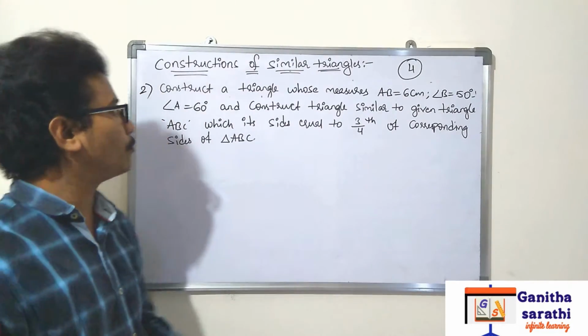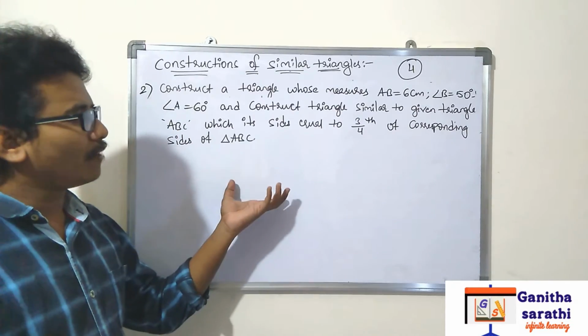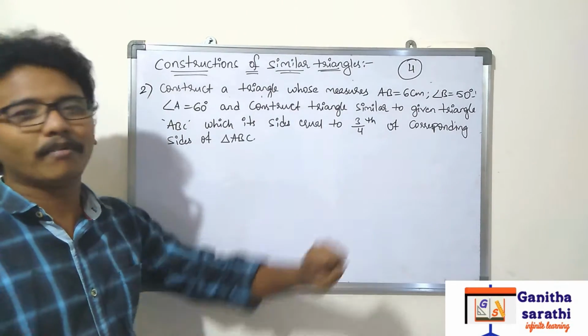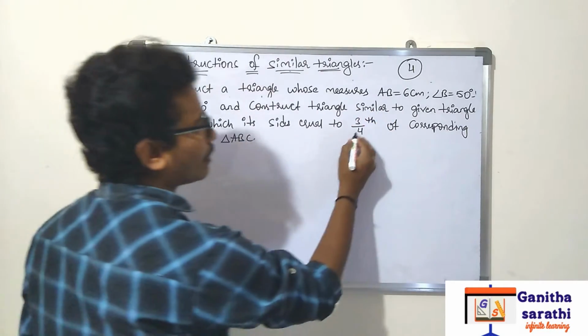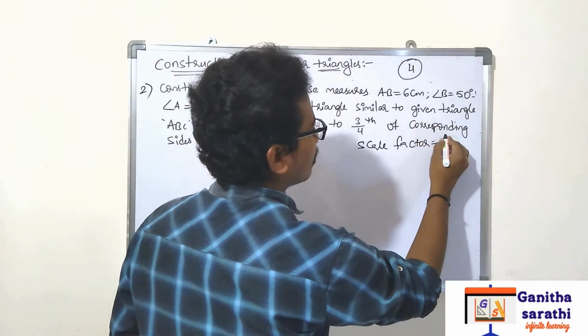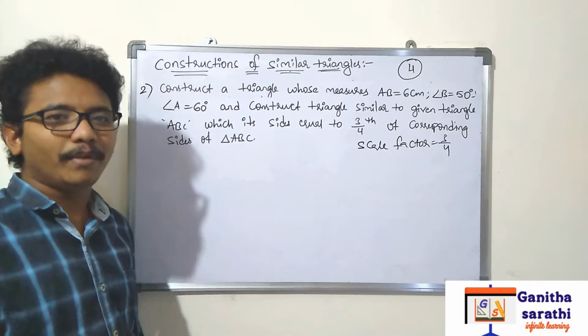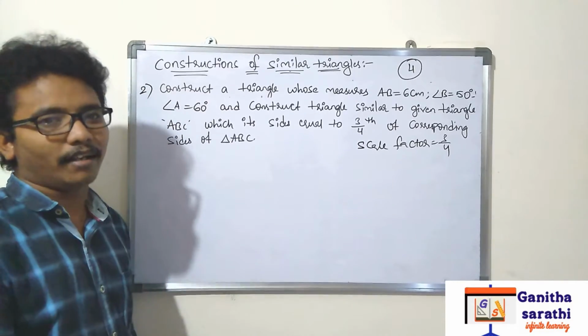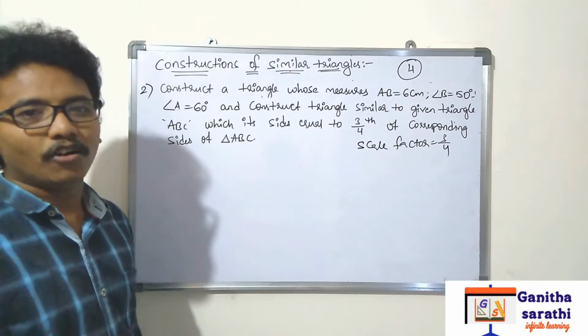See the problem which is on the board. In the previous problem we constructed an improper fraction scale factor. Now we will construct the proper fraction scale factor. What is the scale factor given here? 3 by 4. 3 by 4 means proper fraction. If it is a proper fraction, our similar triangle will be inside the original triangle. If it is an improper fraction, our similar triangle will be outside the original triangle.